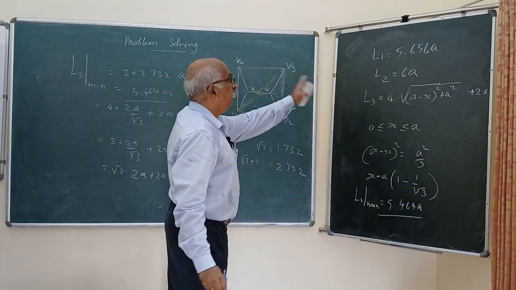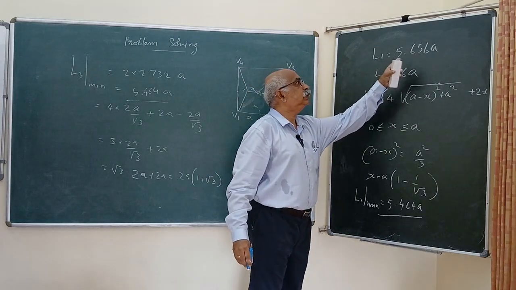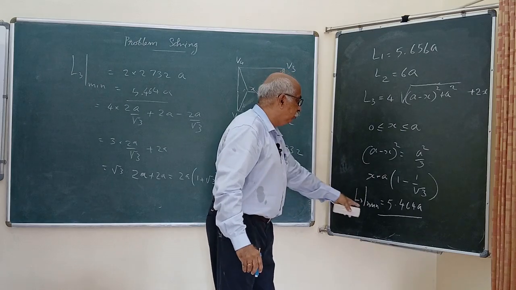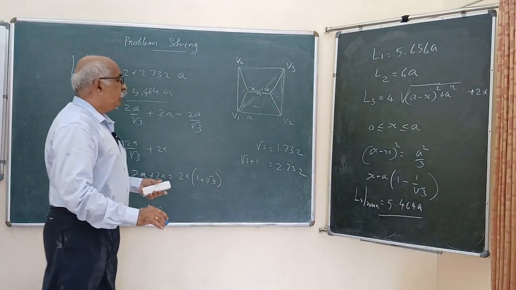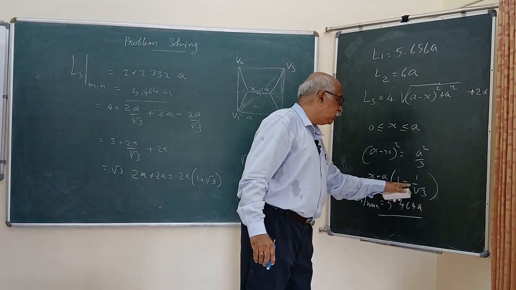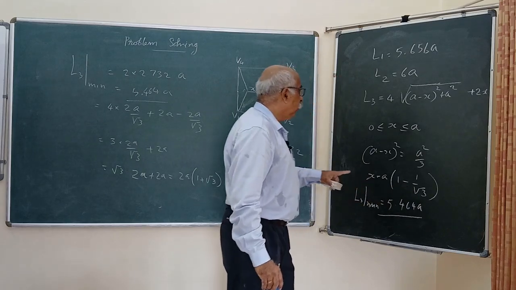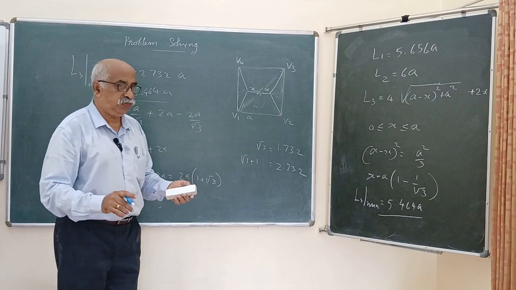Thus we find that L3 minimum is less than L1. L1 is 5.656a, whereas L3 minimum is 5.464a. Therefore, you have to choose an x that is a into 1 minus 1 by root 3, so that the length of the rod to be constructed is a minimum. Thank you.